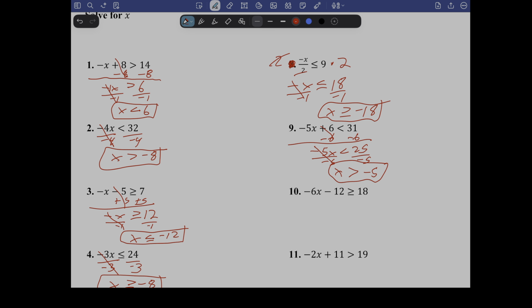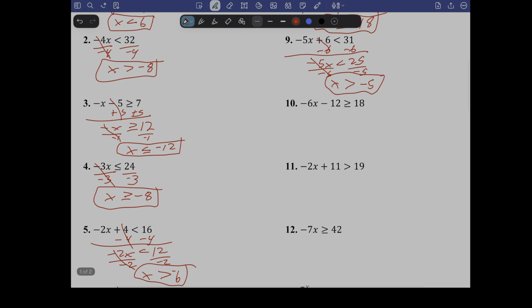How about this one? Let's go ahead and add our 12 because we want to get letters on one side, numbers on the other. Once I do that, now I'm going to divide each side by a negative 6. So x, flip the sign, and that's where I do that.